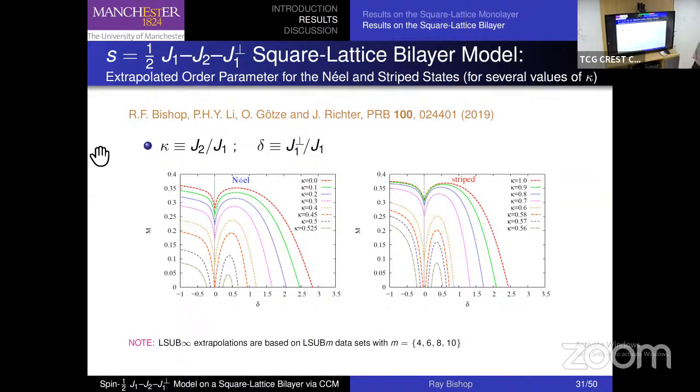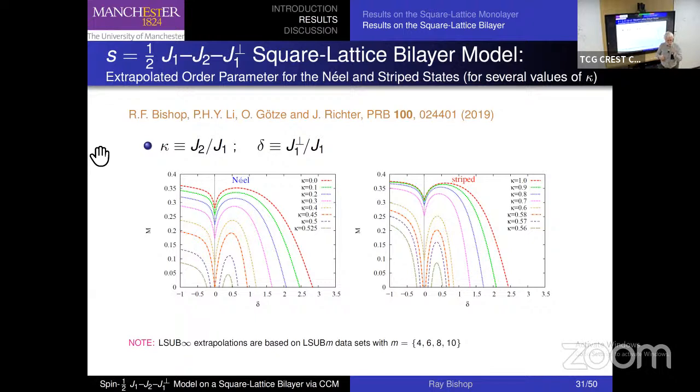I'm putting these together now as a family. This is Néel on the left, striped on the right. Each one of these different color curves is a different value of kappa. So kappa of 0 is where there's no frustration in the plane. That's this red guy. And when delta is equal to 0, that is the pure Heisenberg antiferromagnet with only J1 bonds.